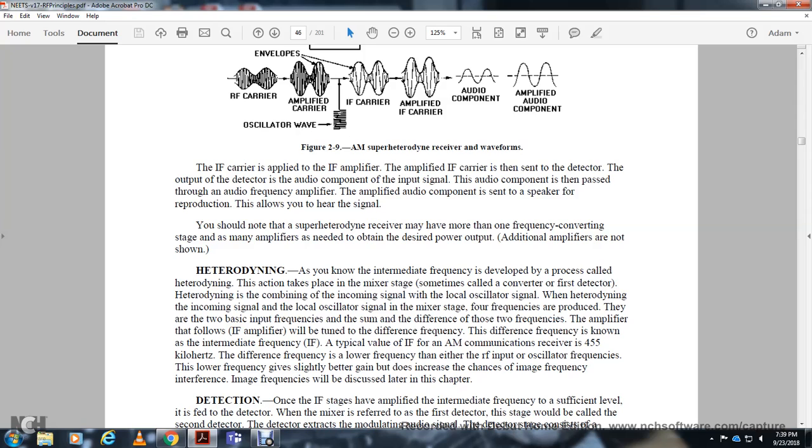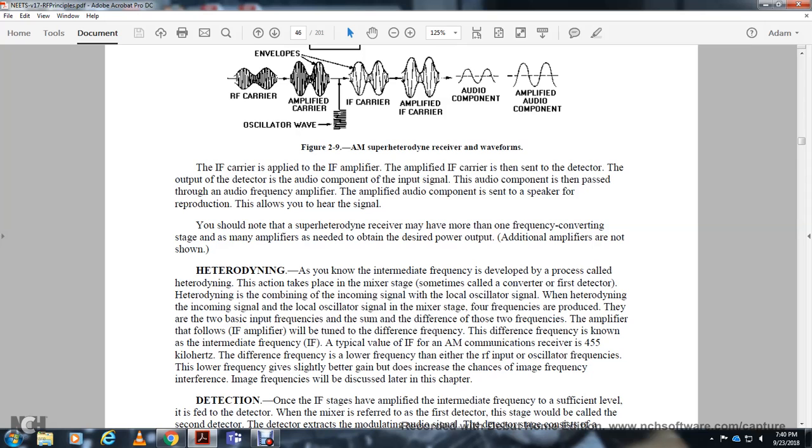The IF carrier is applied with the IF amplifier, and the IF carrier is then sent to the detector. The output of the detector is the audio components, which then pass through the audio frequency amplifier. The audio components are then sent to the speaker for reproduction of the audible signal, which you should know.